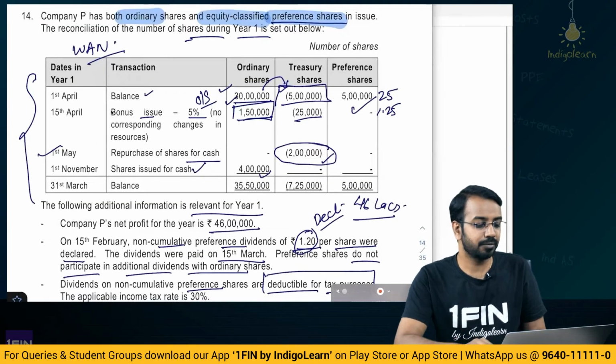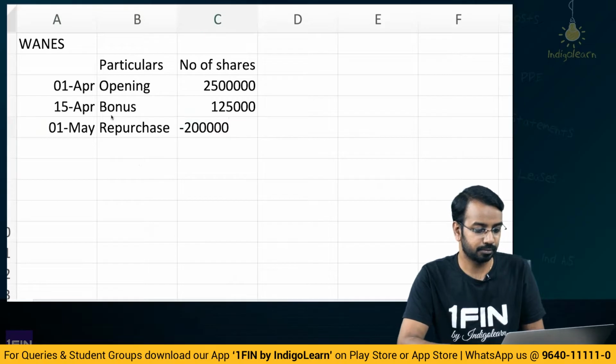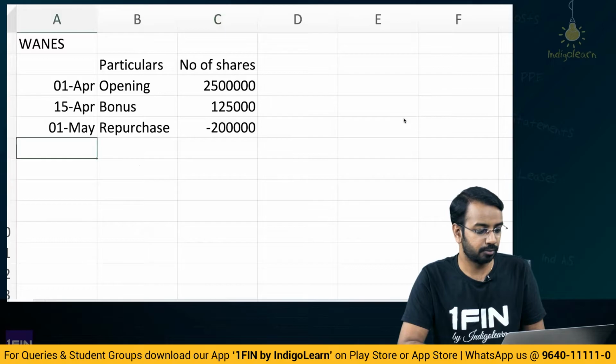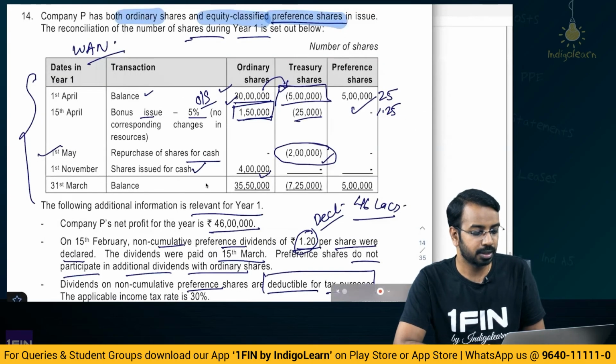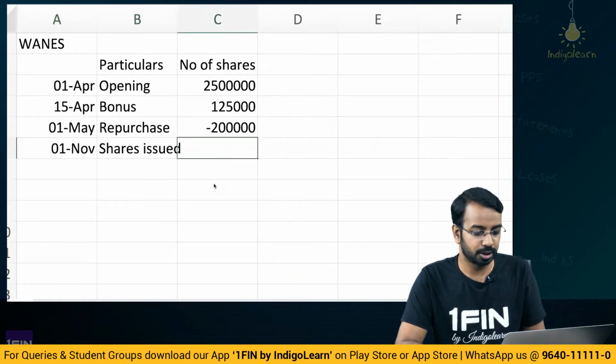Then, repurchase of shares on 1st of May: minus 2 lakhs. Then, shares issued for cash on 1st of November. How much are the shares issued? 4 lakhs.